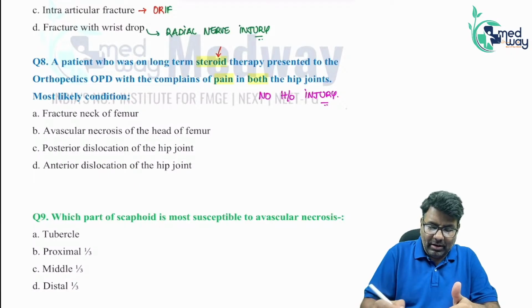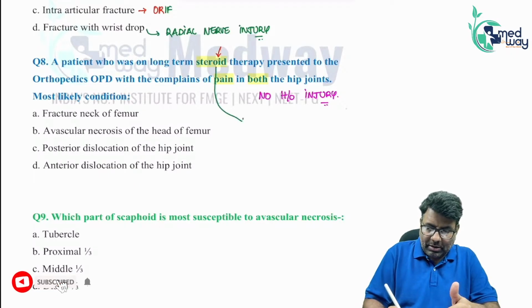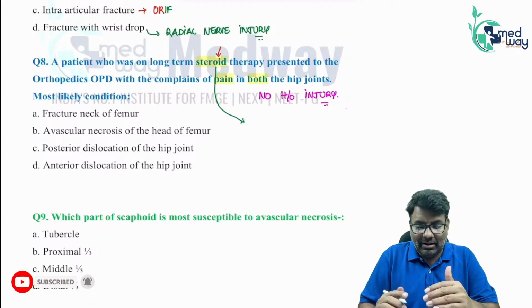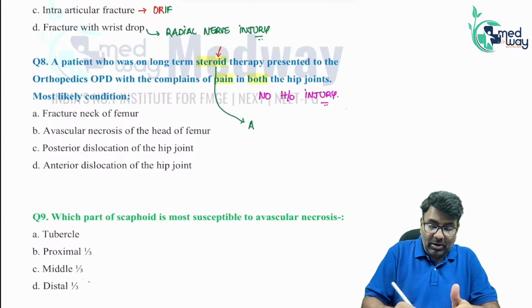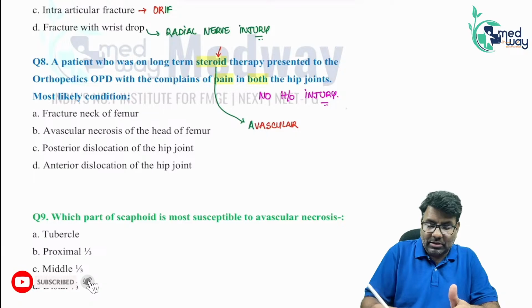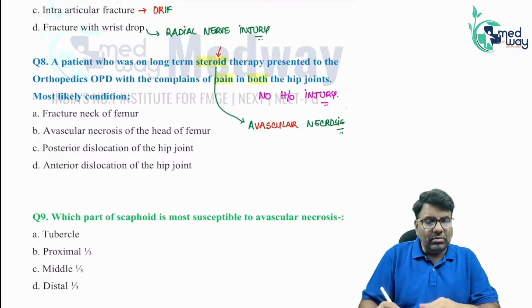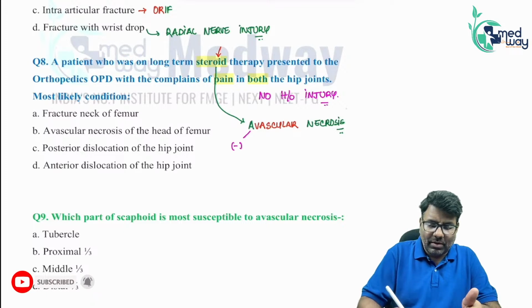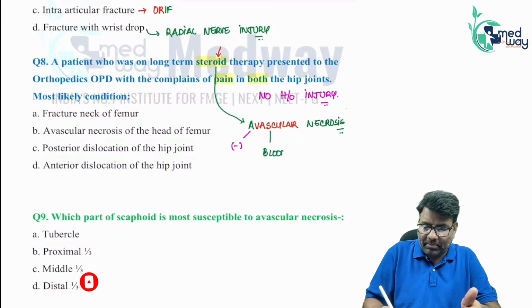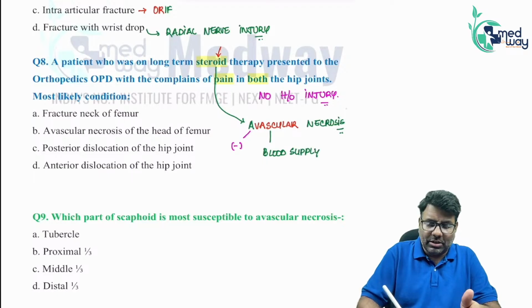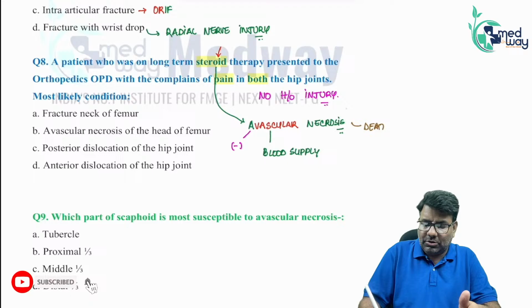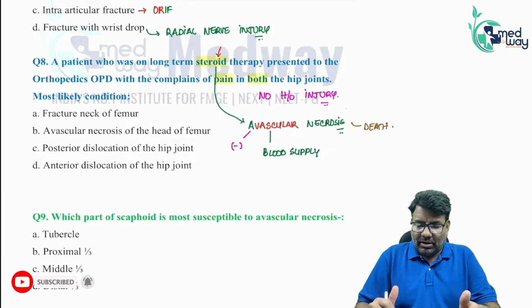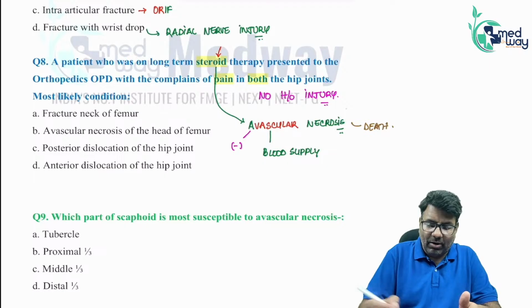So straight away we can rule out anything related to the traumatic options. And most importantly here, one of the complications you should remember in terms of long-term steroid therapy is the possibility of development of avascular necrosis. I think the term is self-explanatory. A means absent, vascular is blood supply, and necrosis is the death of the tissue, right? So what happens? There is avascular necrosis, especially of the head of femur.